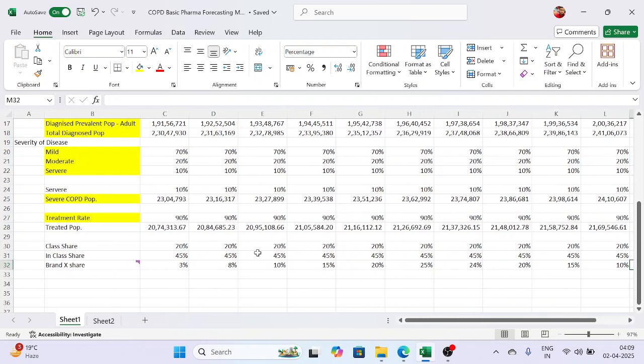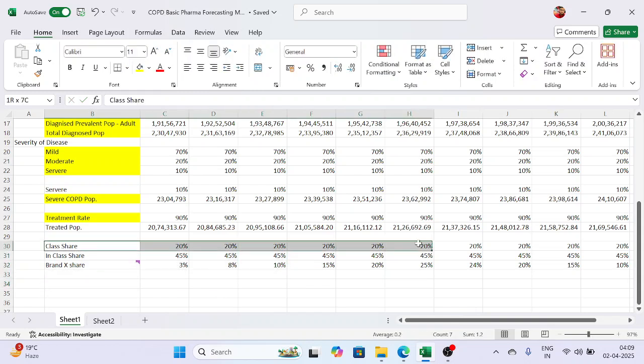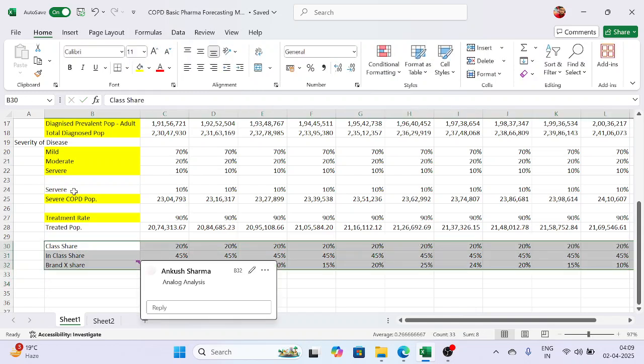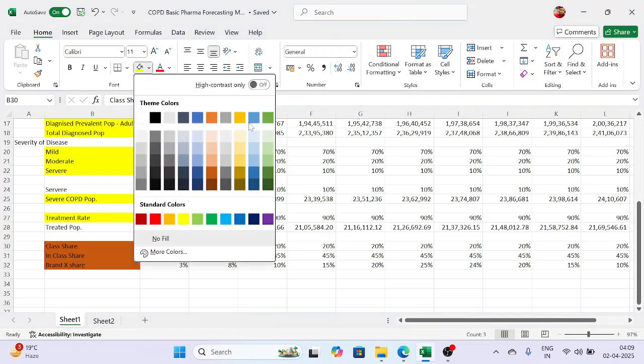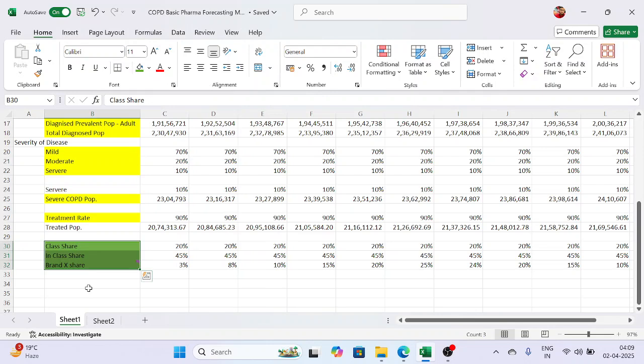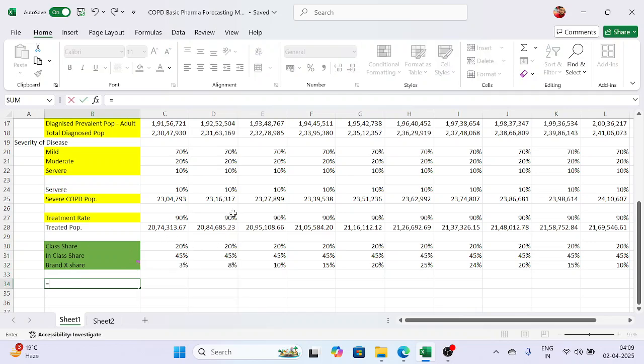So what you need to do is check how many patients will be using your brand. You have your treatment rate, treated population. This you will merge at the end. I'm highlighting this part in green. You don't need to worry much about it, because in the next video I will be focusing on this only, since I can't compile it here. So let's focus on the simpler calculations only.